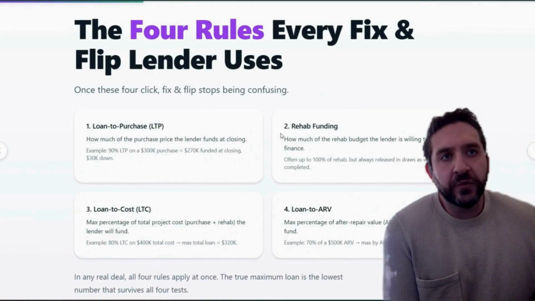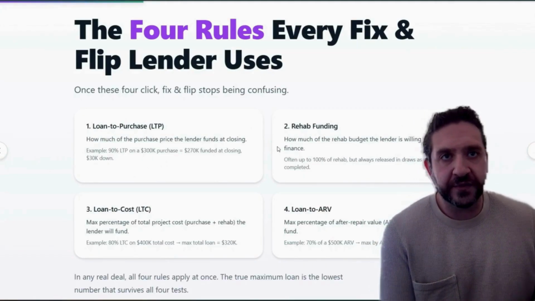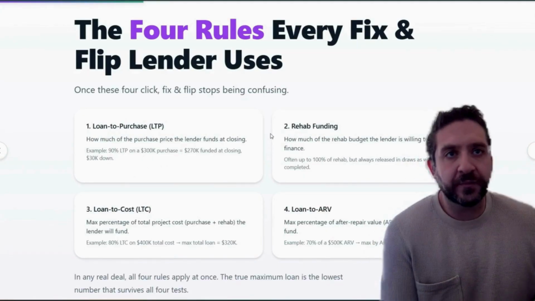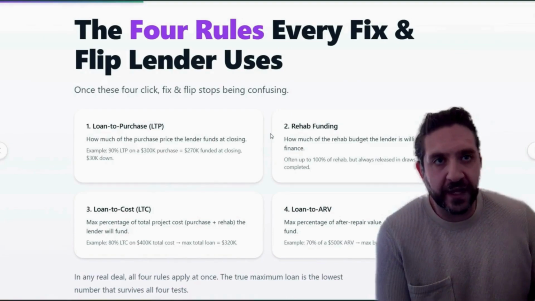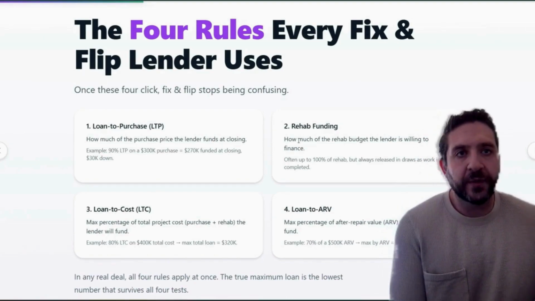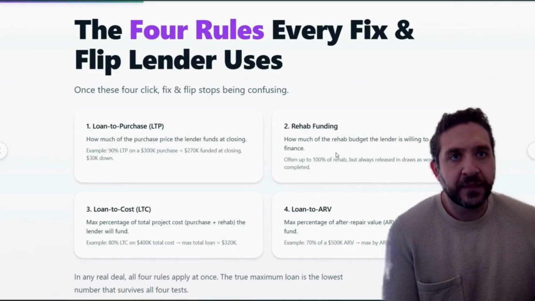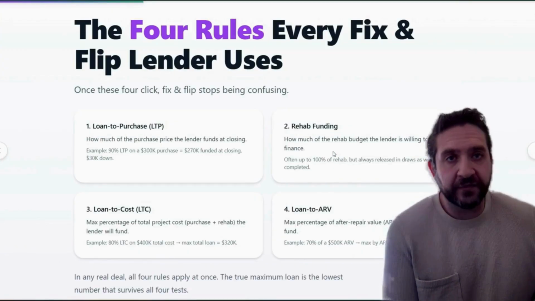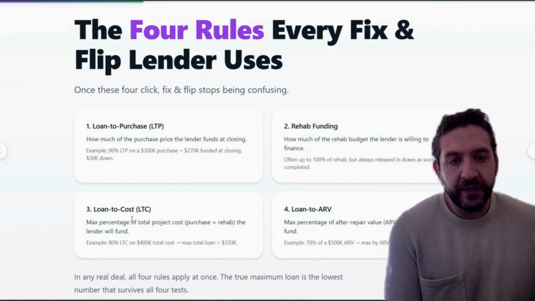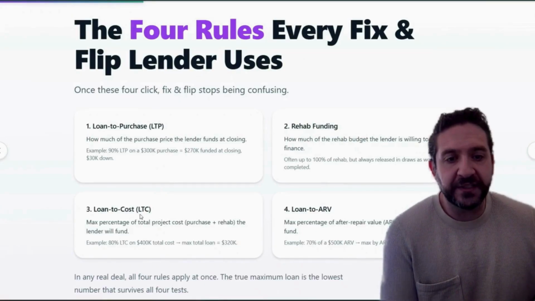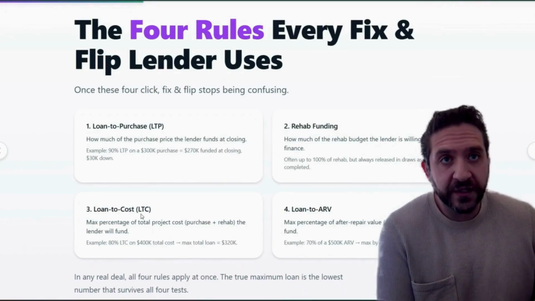There are basically 4 rules every fix and flip lender uses. Once these 4 click, the whole business stops being confusing. Rule number 1 is loan to purchase, or LTP. And that's just how much of the purchase price the lender will fund at closing. Rule number 2 is rehab funding. How much of the rehab budget they're willing to finance, usually in draws. Rule number 3 is loan to cost, or LTC, which caps the entire loan relative to the total cost plus the rehab.